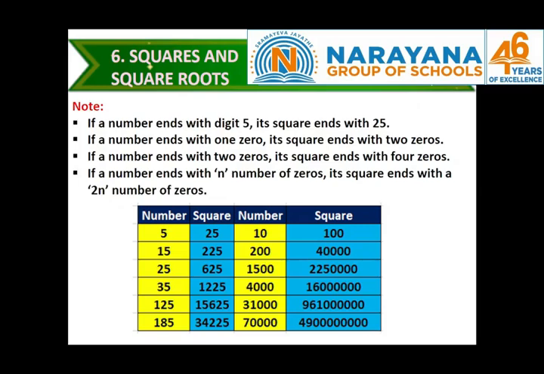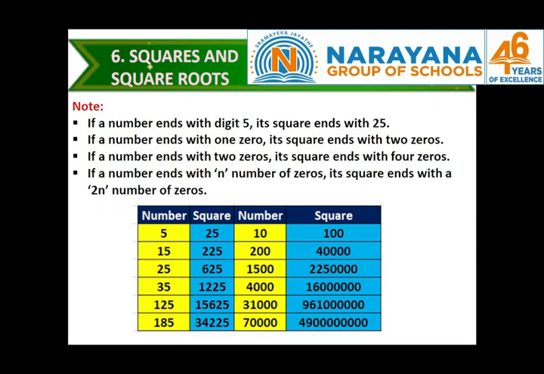And what about the zeros? If a number ends with 1 zero, its square number ends with 2 zeros. If a number ends with 2 zeros, its square number ends with 4 zeros. So in general, if a number ends with n number of zeros, its square number ends with 2n number of zeros. See, 10 squared is 100.